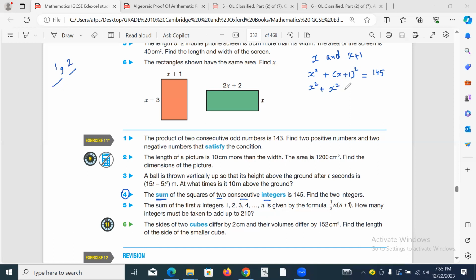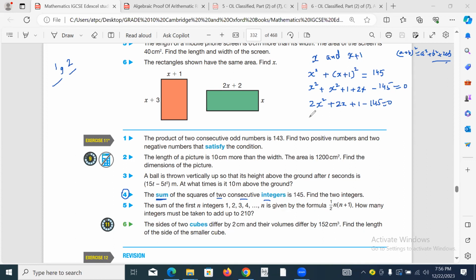I'm expanding with a formula, okay? x squared plus 1 plus 2x, with this formula: (a plus b) whole squared is a squared plus b squared plus 2ab. I use this one. You can expand it as two times as well if it's up to you. And bring 145 from right to left, it would be negative. Now, add the like terms: 2x squared plus 2x plus 1, minus 145 is equal to 0.